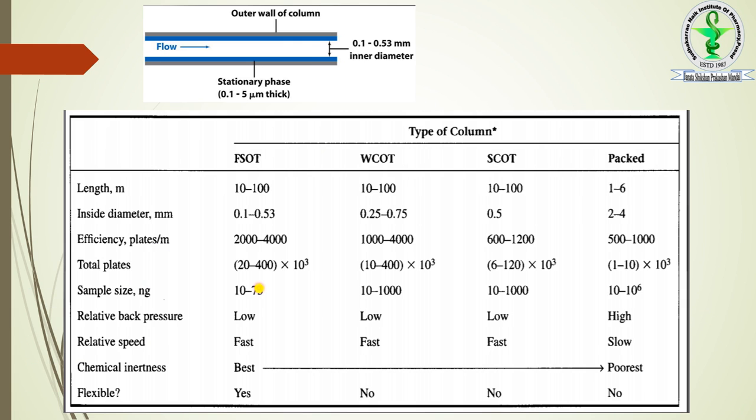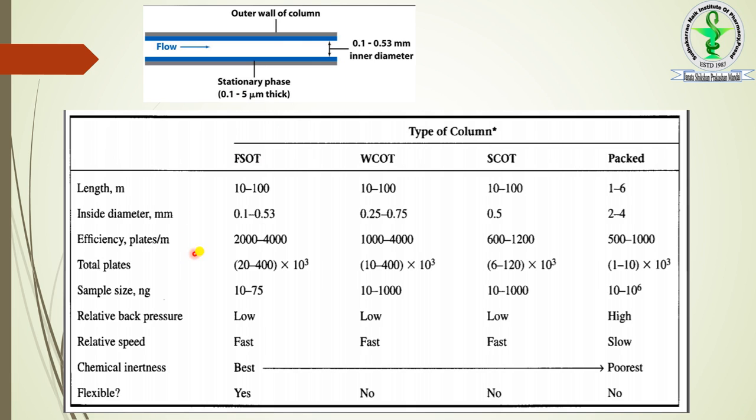Okay, so there is a chart here. So if we suppose internal diameter is 0.1 to 0.53 millimeters. Okay, the outer wall of the columns and stationary phase is 0.1 to 5 micrometer thick. And internal diameter अगर हम देखेंगे तो 0.1 to 0.53 means 0.01 centimeter ये पूरी इसकी diameter है. So very thin, 0.01 to 0.05 centimeter is the internal diameter. तो इतने इसके अंदर फिर हमने 0.1 to 0.5 micrometer thick stationary phase put up किया है.